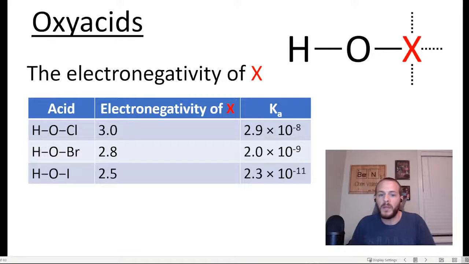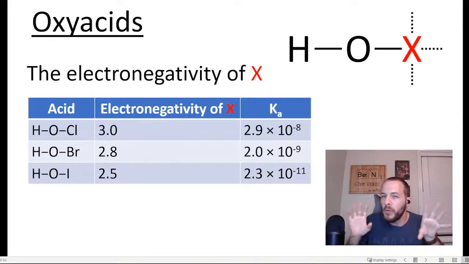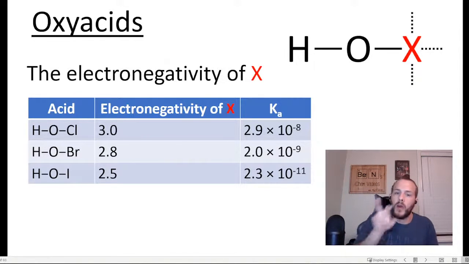The reason is that electronegativity is the ability of an atom to attract electrons to itself. If atom X more strongly attracts those electrons, that further polarizes the bond between the hydrogen and the oxygen, resulting in greater acidity, a greater tendency of that hydrogen to come off and be donated to a base. So the more electronegative X is, the stronger our oxyacid is.